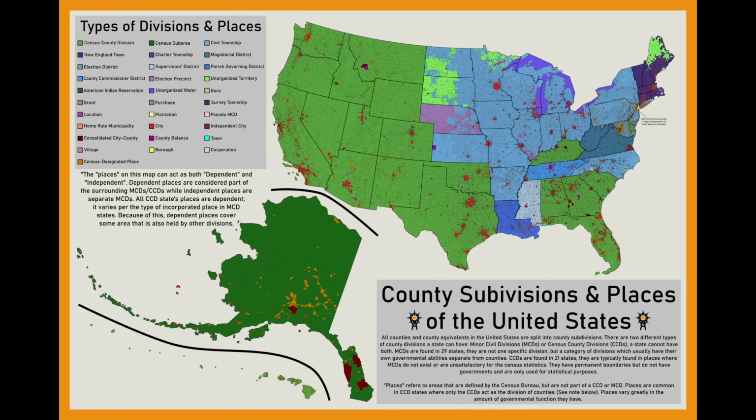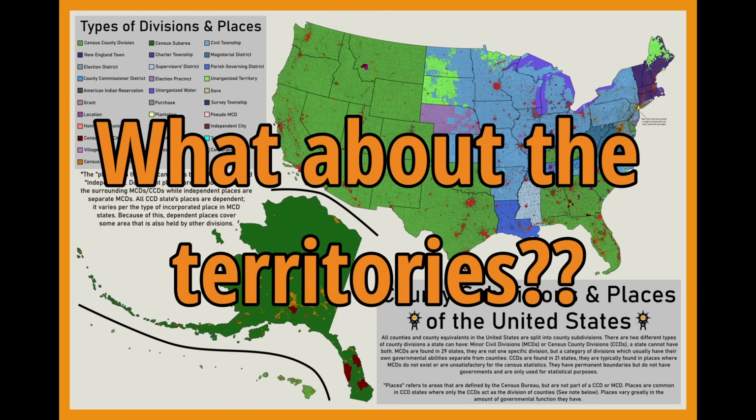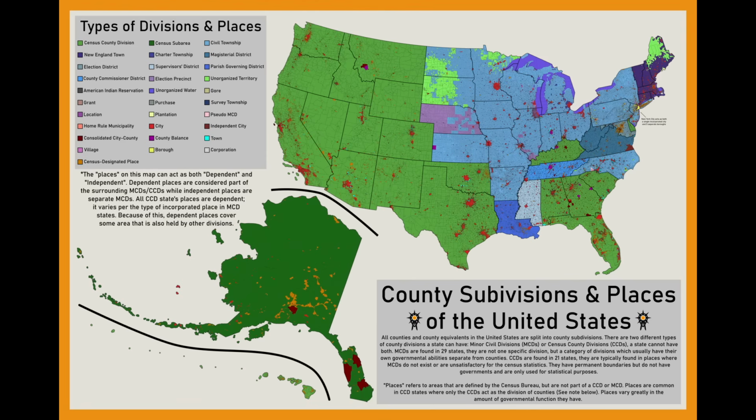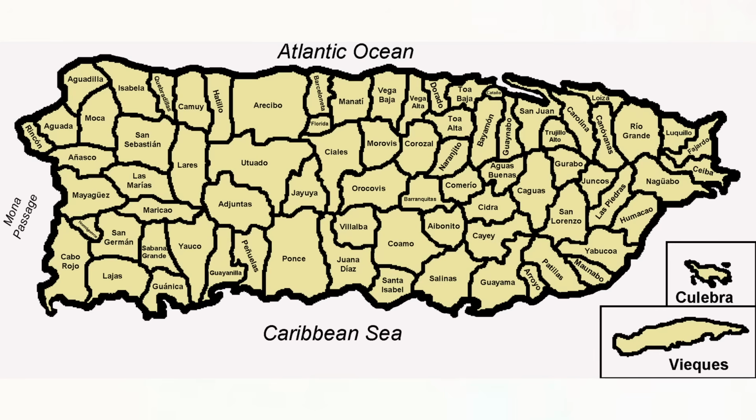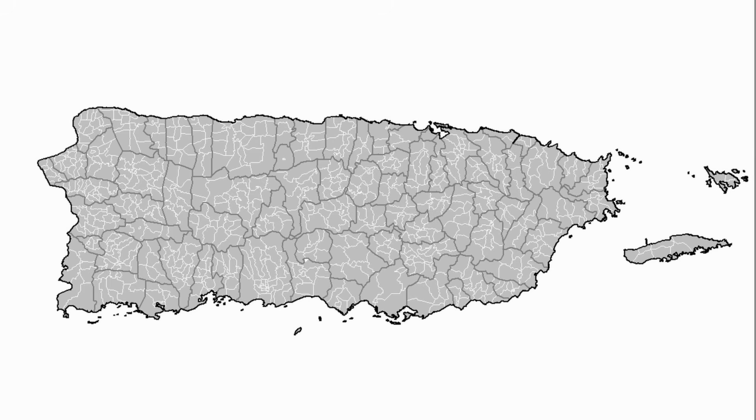Finally, I want to answer one more question. What about the territories? You may notice that this map does not include the territories of the United States. These territories do have their own version of counties, such as municipios in Puerto Rico, and they are also split into their own unique MCDs, such as barrios in Puerto Rico. But I opted to not display them on the map.